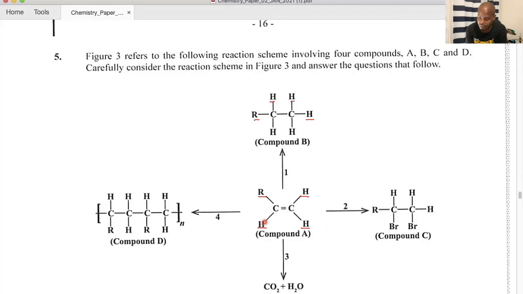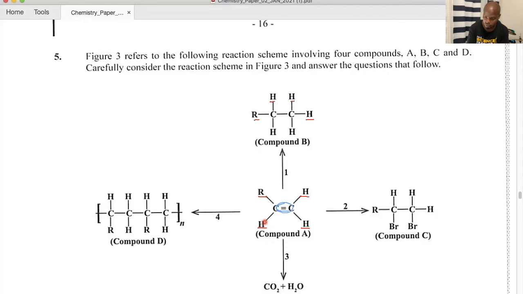So we're seeing a carbon-carbon double bond in compound A, and we're seeing a carbon-carbon single bond in all of the other compounds. So we're just going to look to see what is being added. And no pun intended, things are actually being added here because we have an alkene and we normally add things across the double bond.